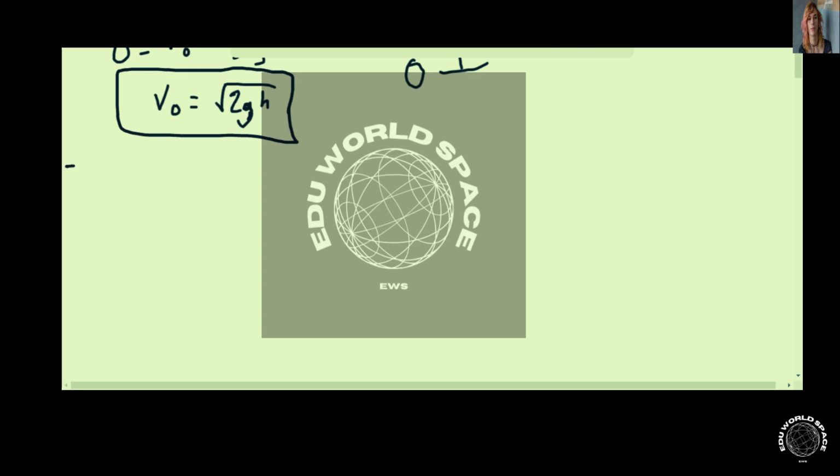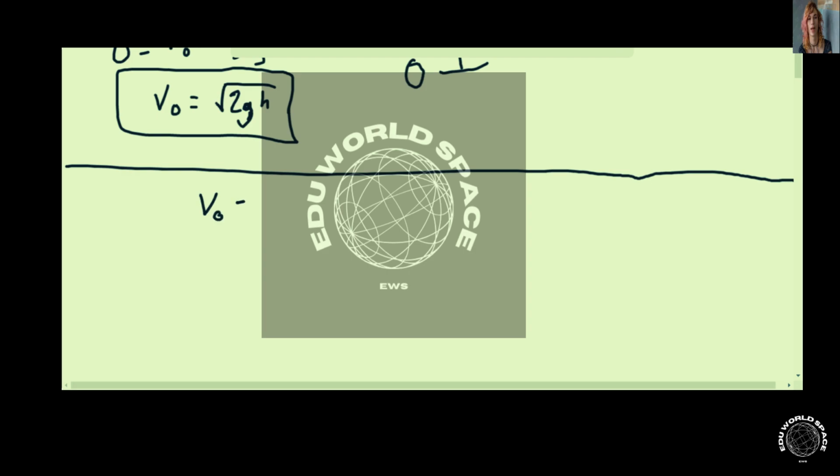For the second part, we now know that the launch speed is actually double that. So we have v naught equals 2 root 2gh. And so what this means is we have the projectile being launched at an angle so that its maximum height is still h. So what we need to do is find the angle at which it is launched.